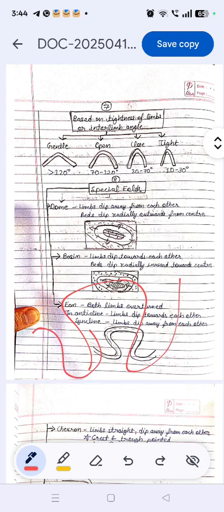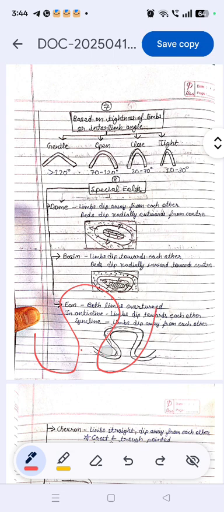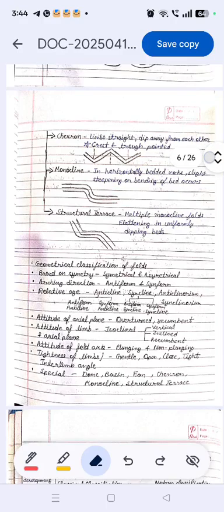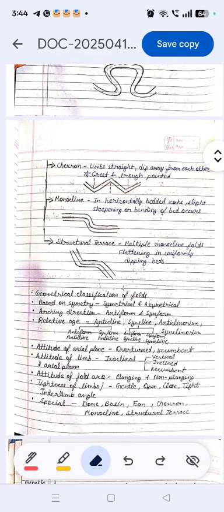This is anticline. The limbs are dipping towards each other. In syncline, limbs are dipping away from each other. In chevron folds, here limbs are straight and dip away from each other, and the important point is that the crest and trough of these folds are pointed.